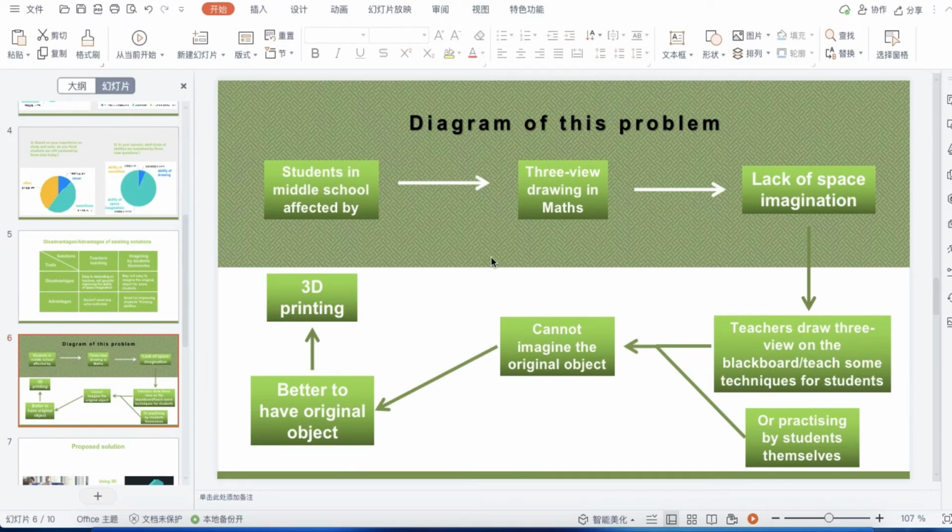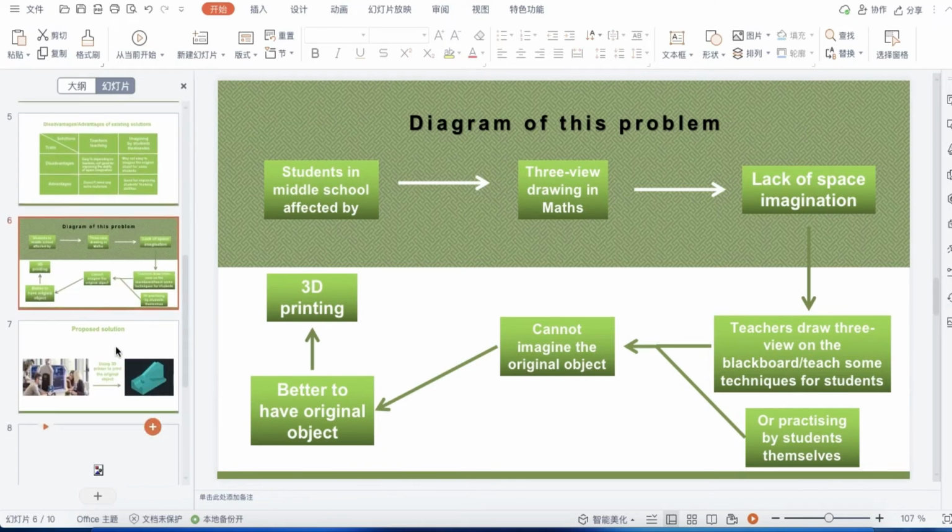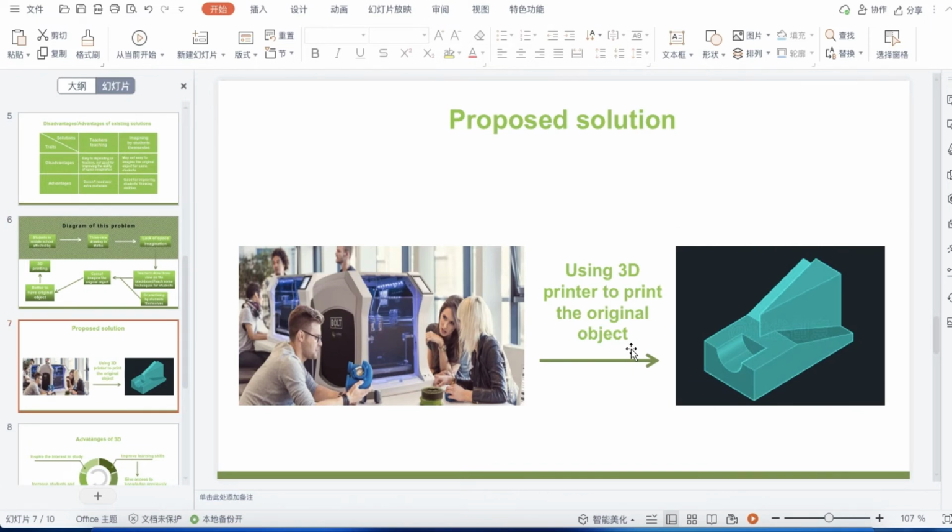So now let's take a look at the summary and diagram of this problem. The students in middle school are affected by three-view questions in mathematics. Because of the lack of space imagination, they cannot imagine the original object, though there are some solutions existing. So it is better to have the original object. So I propose my own idea that we can use 3D printing to print the original object and present the object to students. Here is my proposed solution. In my opinion, we can use a 3D printer to print the original object, and students can rely on the original object to draw the three views.